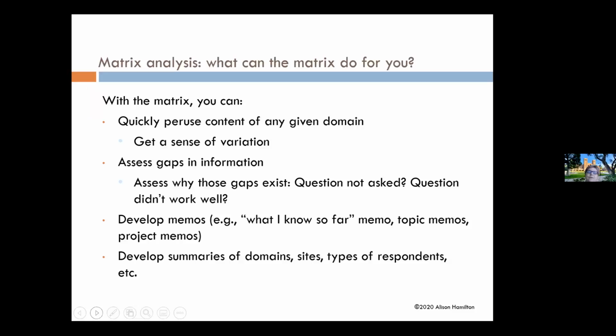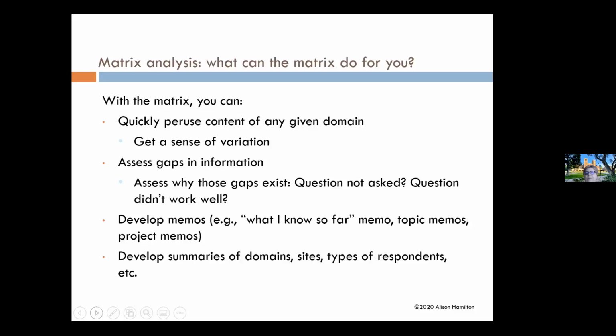So with the matrices, wow, they can do so much for you, and there are so many great papers that use matrices. There are so many things you can do with them. You can look at the content of any given domain. You're looking at the variation in that content. You can assess gaps in information. So are there gaps because a question was consistently not being asked? Maybe the question didn't work well, so you're looking at some quality issues.